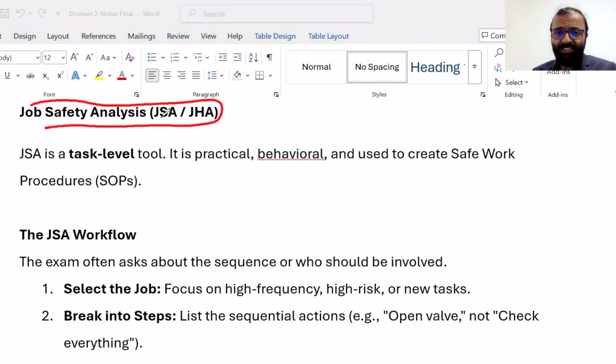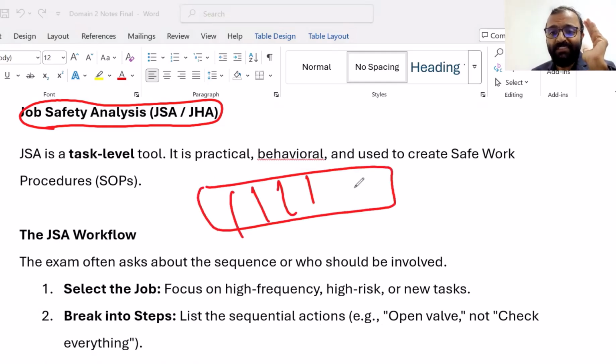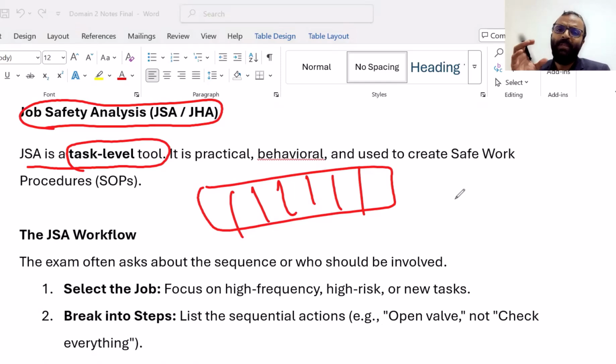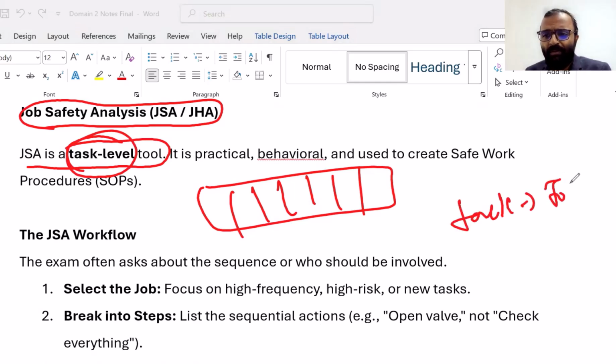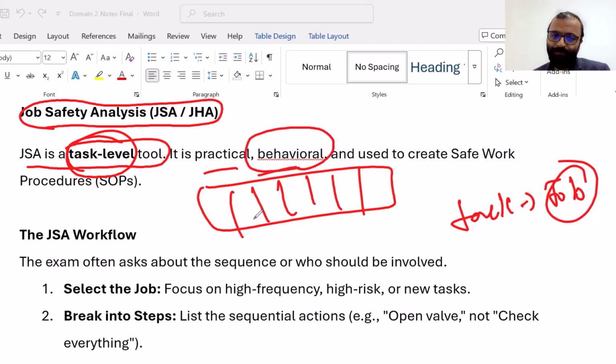Now, JSA or JHA, we also call it, job hazard analysis or job safety analysis. Here we divide the whole job into various steps, and then we analyze each and every step. So if they ask, JSA is a task-level tool. Each job we divide into various steps, and then we analyze each step. That is why it is known as a task-level tool. That means we take a specific job and then analyze it. It is practical behavior. It is also behavioral. That is also very important.